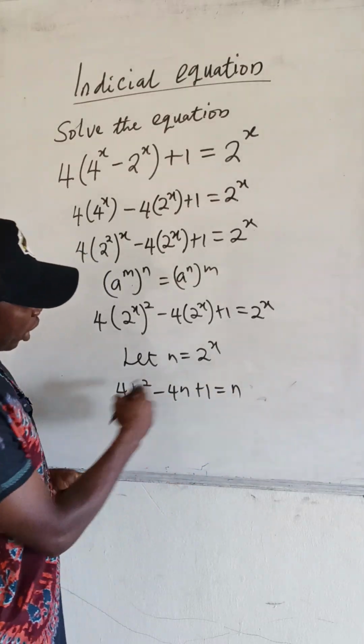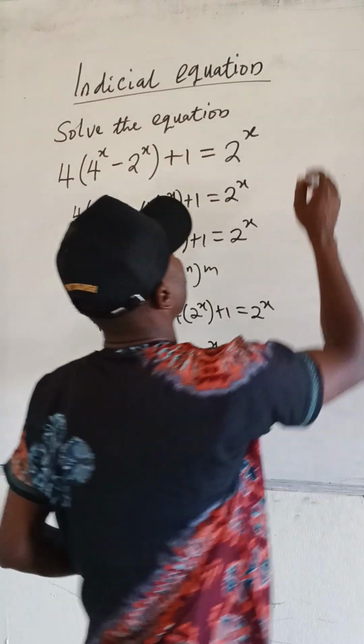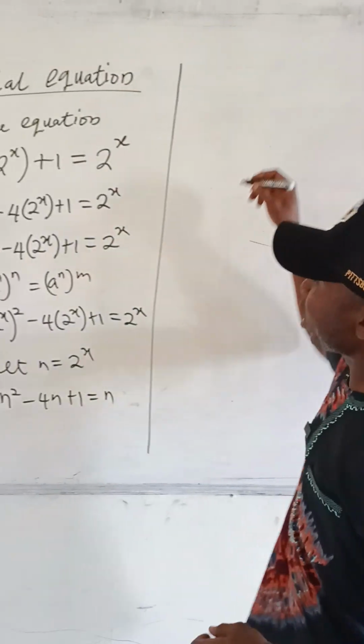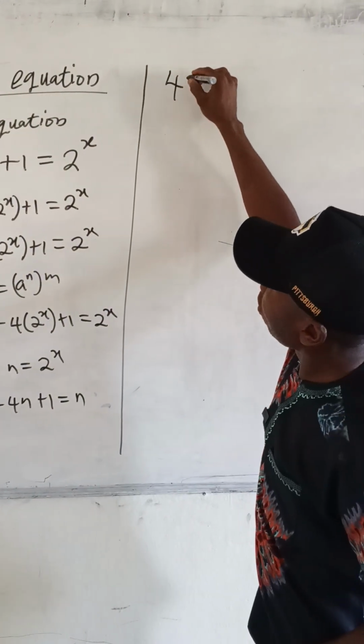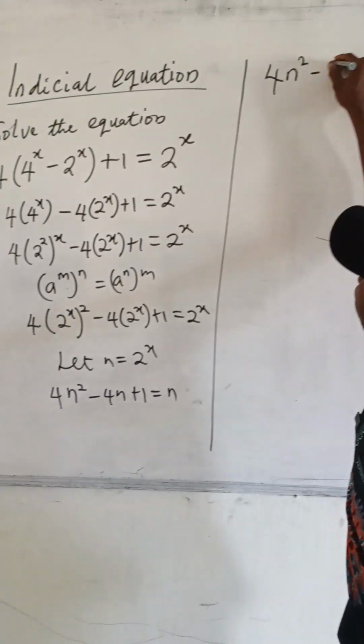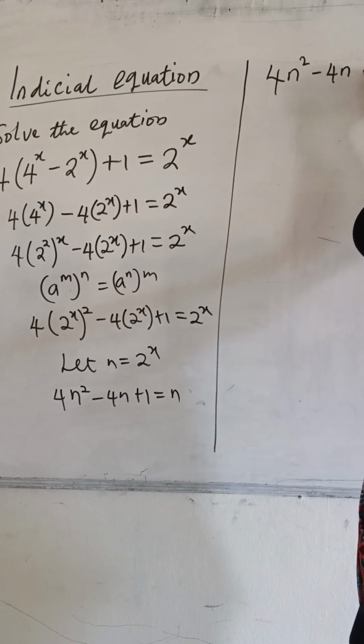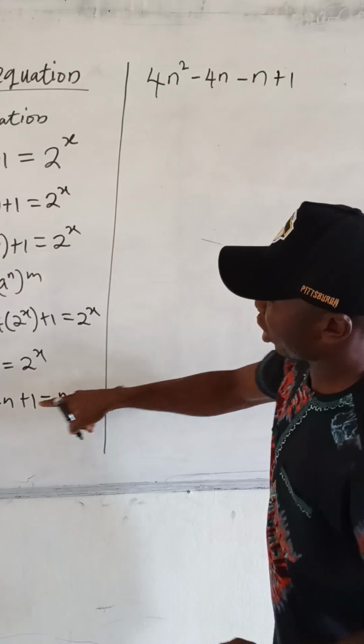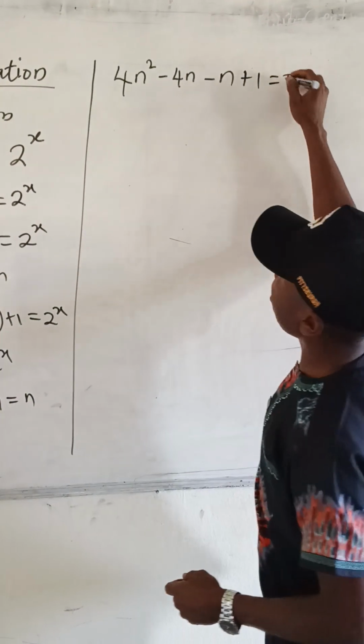So let us bring everything on one side. If we try to bring everything on one side, that means we have 4 raised to the power of n squared minus 4 raised to the power of n minus n. This n, you take it to that side, then plus this one that is here. So there is nothing on this side again, so it's equal to 0.